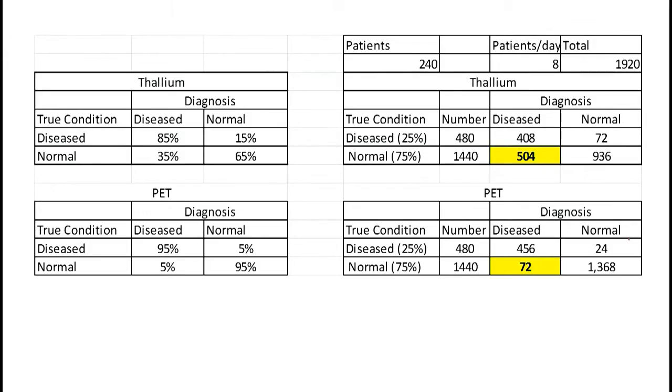So we'll go back here and change this around a little bit. Here's what's going to happen with the thallium scanner. If you have the condition, you're diseased, 85% of the time it's going to be right, and 15% of the time it's going to say you're normal. On the other hand, if you're normal, 35% of the time it's going to say you're diseased, and 65% of the time it's going to say you're normal. What does that mean? Well, let's make this days, which is 240, 20 per month for 12 months. So the total number of patients is 1,920.